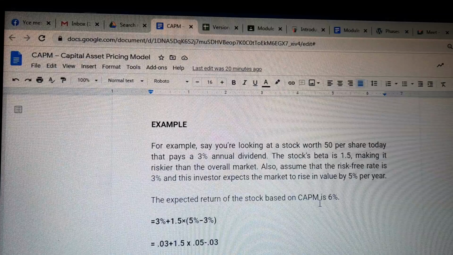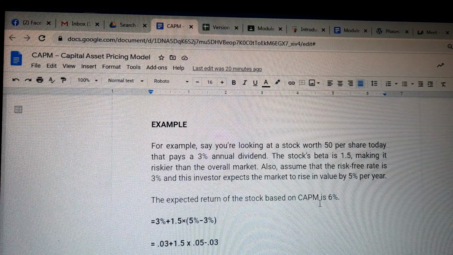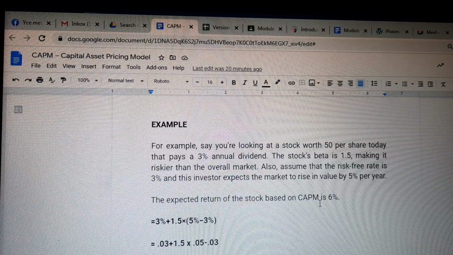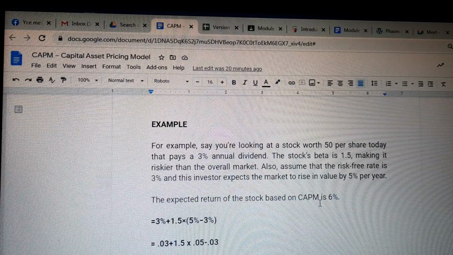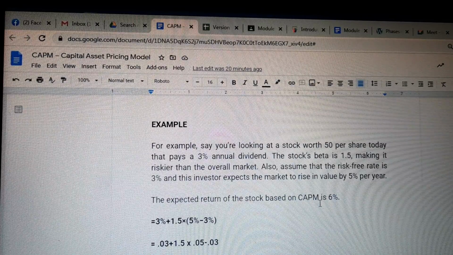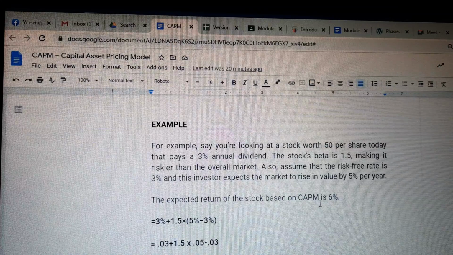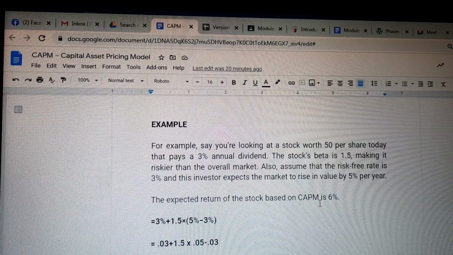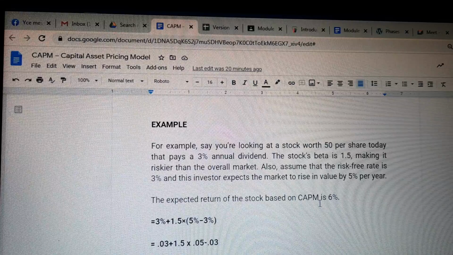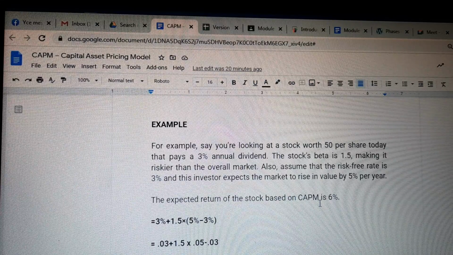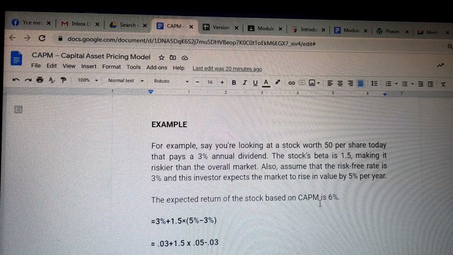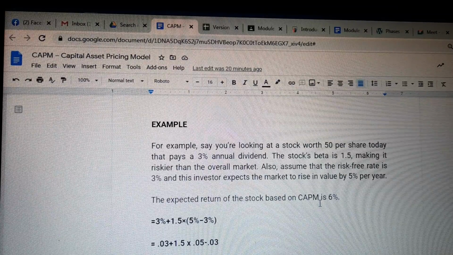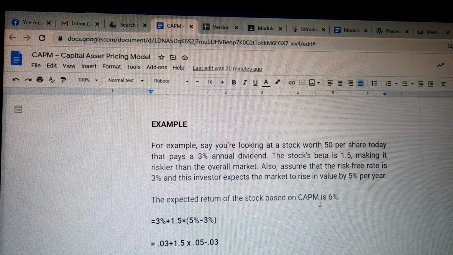Then assume that this is a stock of Ayala Corporation, para dili mo maglibog. So, ang Ayala Corporation, tag 50 ang kada share sa iyahang stocks. Then, mag-receive ang mga investors sa Ayala Corporation og 3% nga annual dividend. Ang beta sa stock ani nga stock is 1.5.